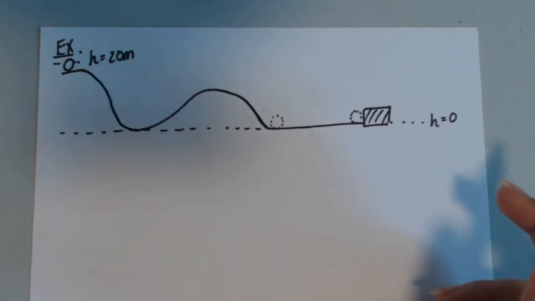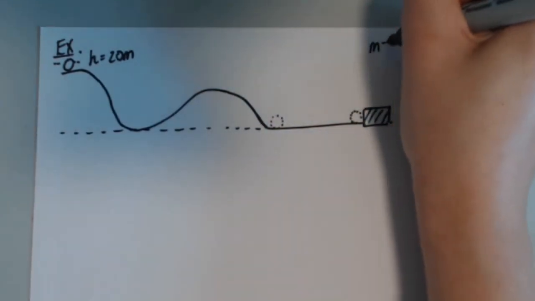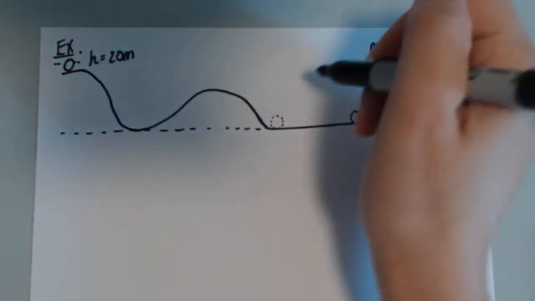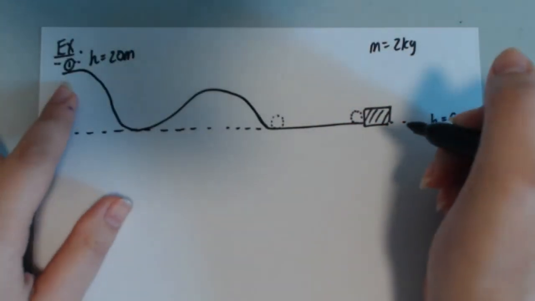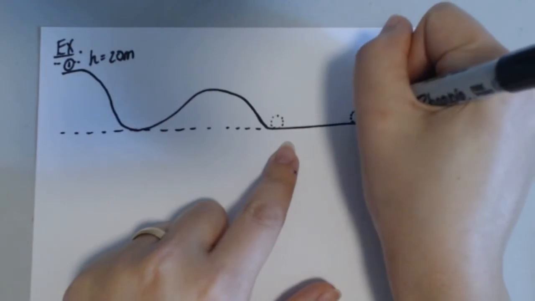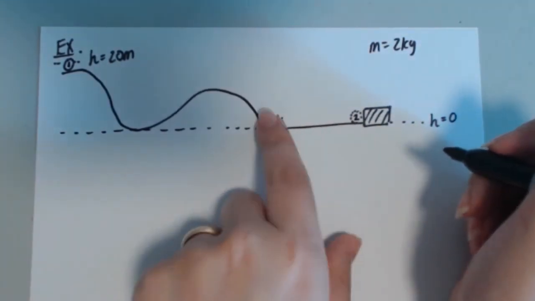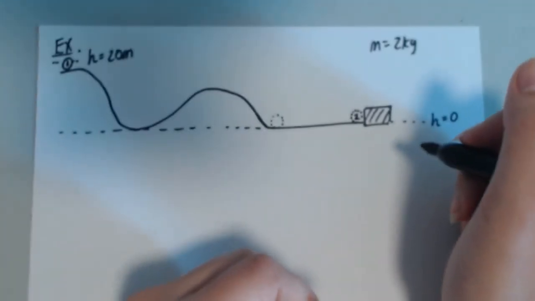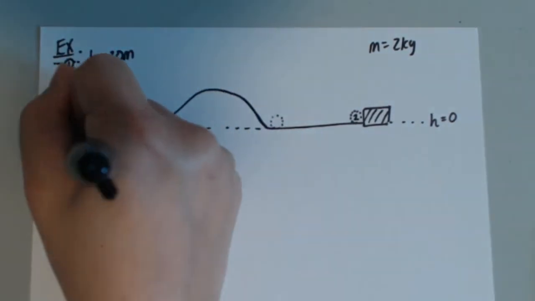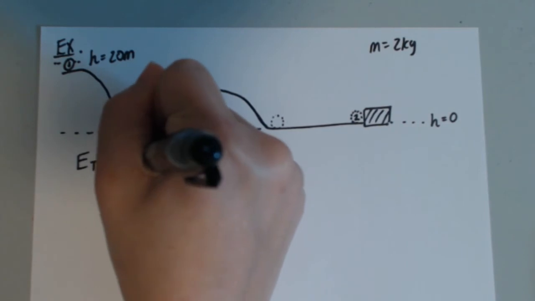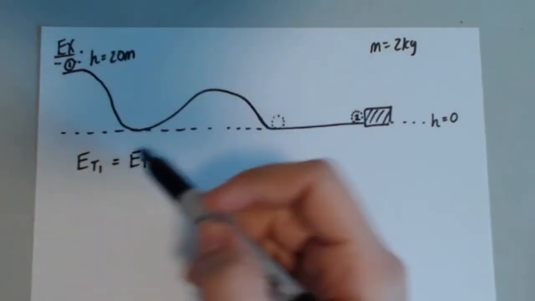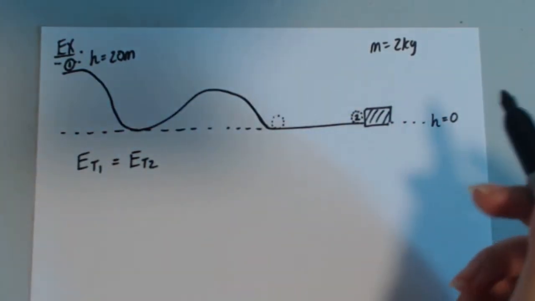Okay, so mass is 2 kilograms. So what I do is I pick 2 points. I'm going to pick this point, which I'm going to call point 1. I'm going to stick the number right inside the ball there. And I'll call this point down here point 2. But like I said, these 2 points aren't really the same. And I know due to the law of conservation of energy, the total energy of the system at point 1 equals the total energy of the system at point 2. Okay, so that's what ET stands for, total energy.